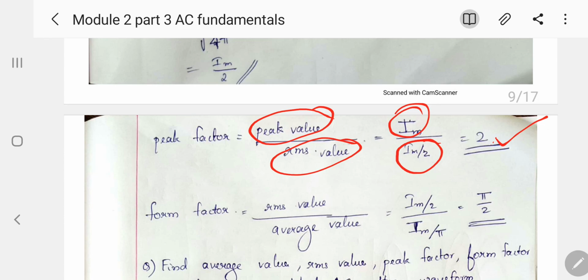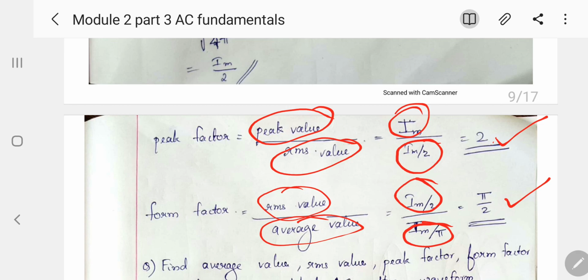Next one is form factor. What is the equation for form factor? RMS value divided by the average value. We found that the RMS value is Im by 2 and the average value is Im by pi, substituting which you get the form factor as pi by 2. So that's how you have to calculate the average value, RMS value, peak factor and form factor of a half wave rectified current waveform.